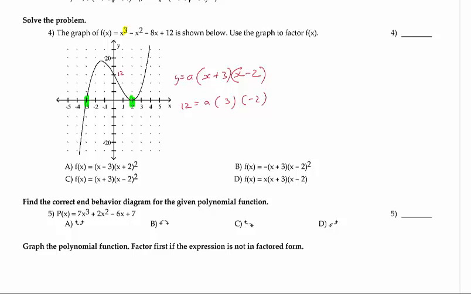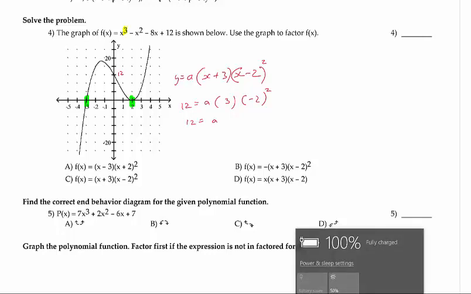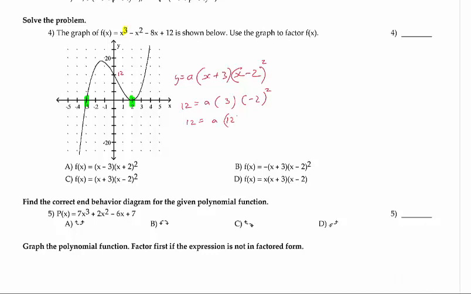Run these through together, and we're going to get a value of a to be, sorry, I forgot to put the square right there. All right, make sure we include that one. And so this becomes 12 equals a times 12, and so obviously a must equal 1, leading that the only possible choice must be C.